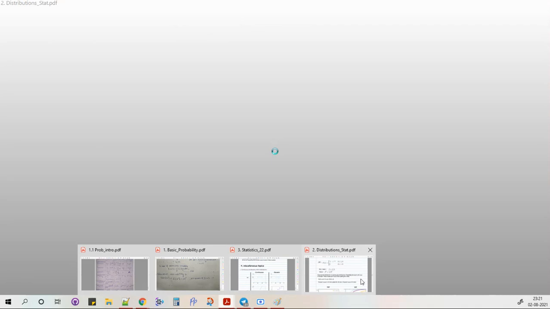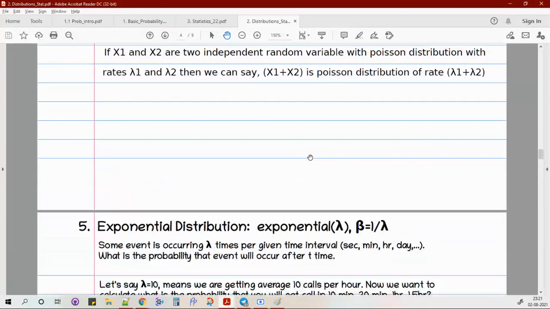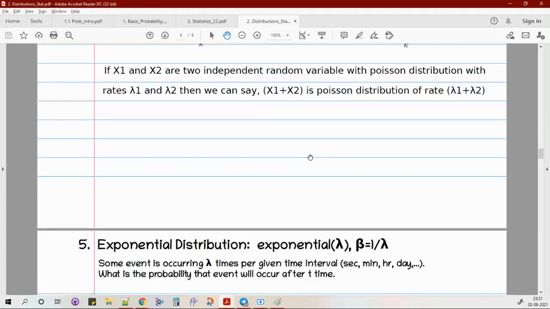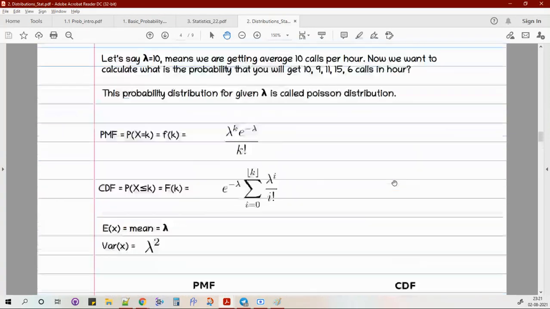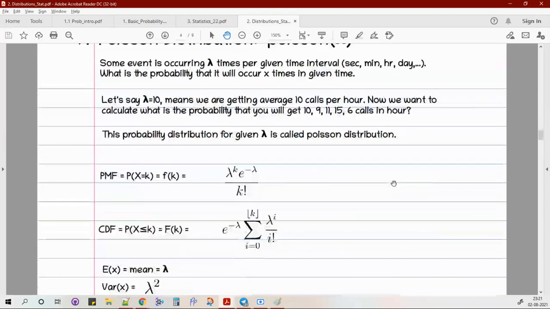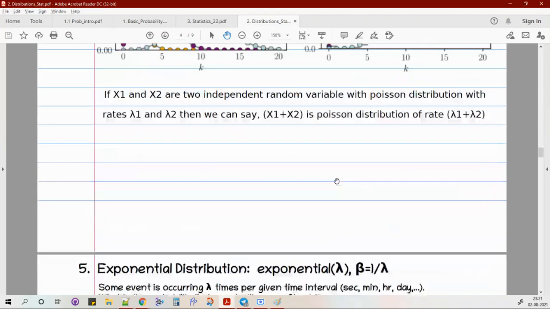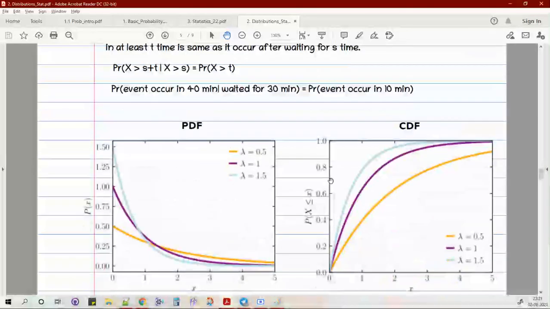So can we say, if you order a pizza and we are waiting for it, and 30 minutes have passed and the pizza has not arrived, the probability will be the same? It will not increase because we have waited 30 minutes. It will remain the same as getting it in 10 minutes.